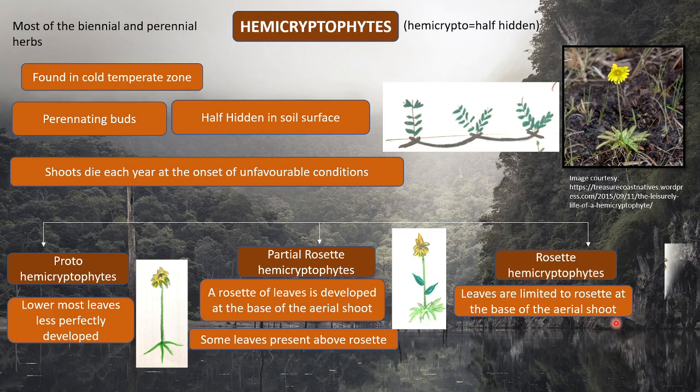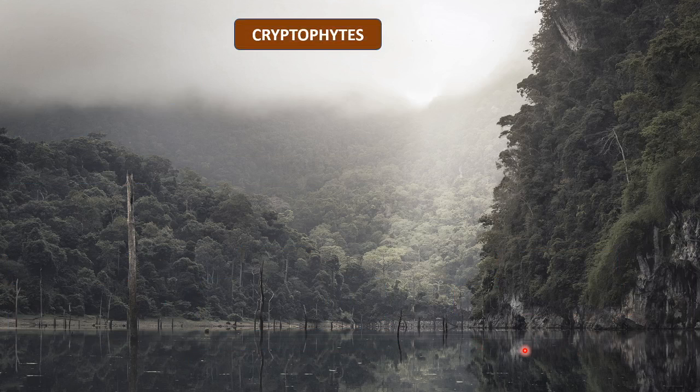the aerial shoot. As you can see, this is a rosette hemicryptophyte where there are no other leaves except the rosette arrangement. So this figure that we saw is a rosette hemicryptophyte. But there could be partial rosette hemicryptophytes also, and there could be proto-hemicryptophytes also having very less developed leaves. This is because they hide their perennating buds below the leaves, half hidden in the soil and half above the soil. Right, now we move towards the understanding of cryptophytes.